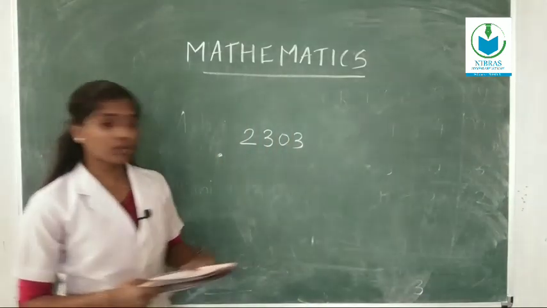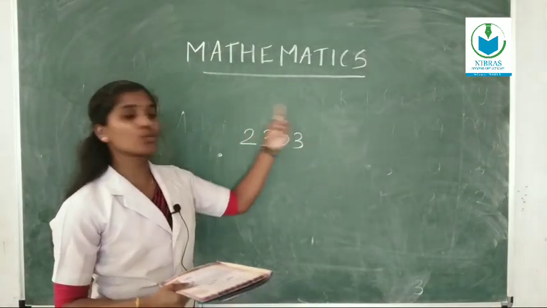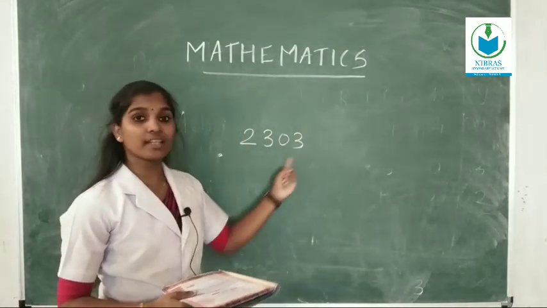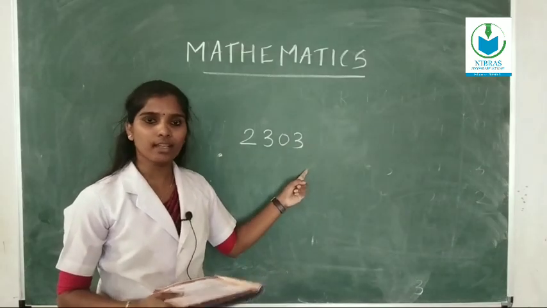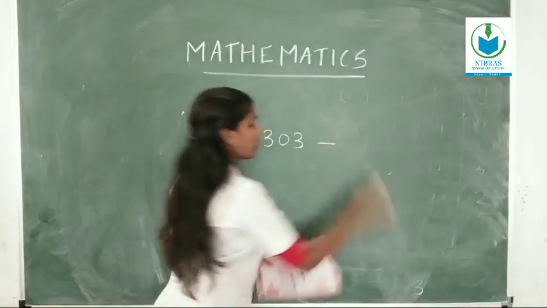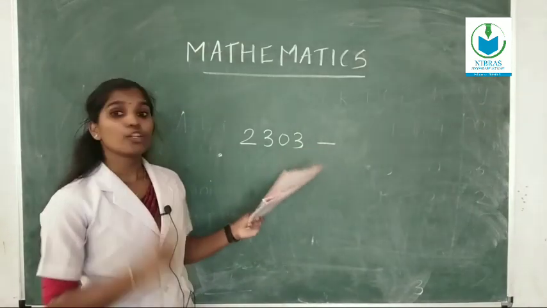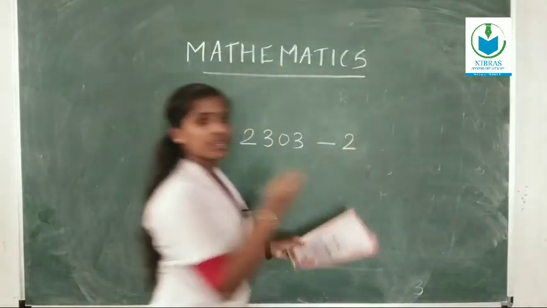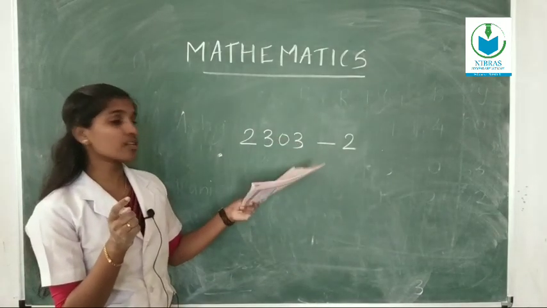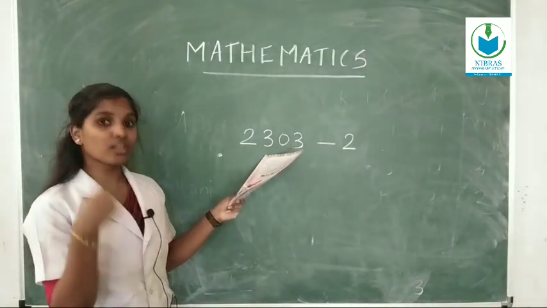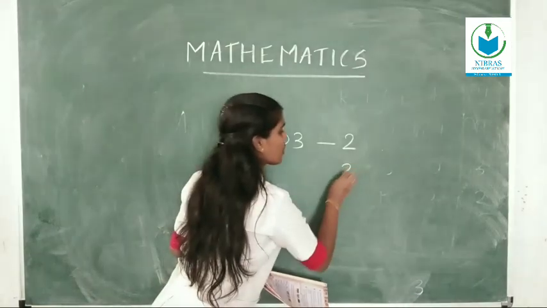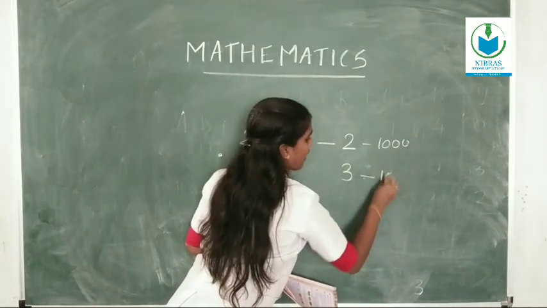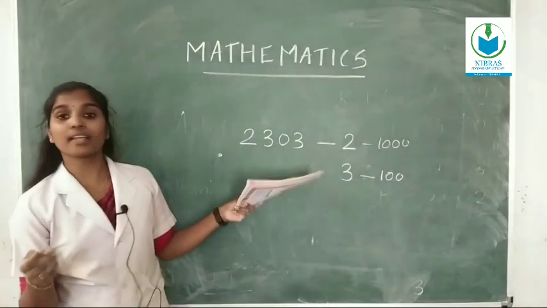So, we want to calculate how many thousands are in 2303, how many hundreds, how many tens and how many ones. Okay, ready? Okay, so how many thousands are here? Yes, 2 thousands. So here write 2 thousands, and then how many hundreds are here? 3 hundreds. Okay, and then how many tens are here?